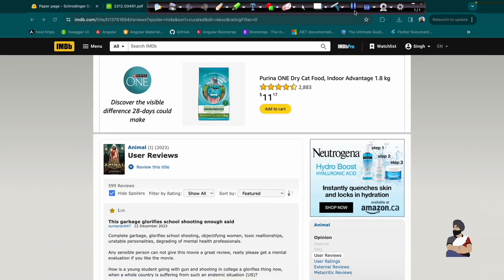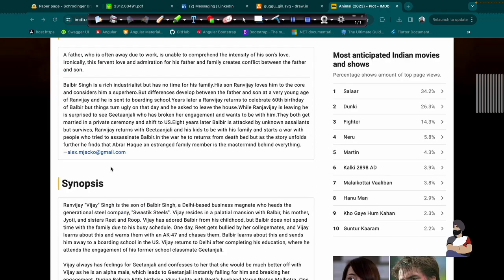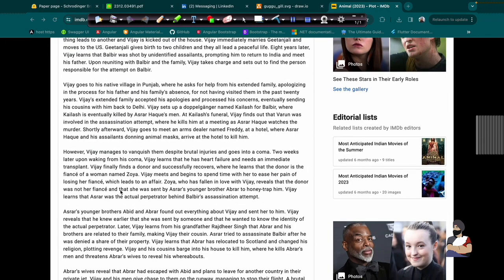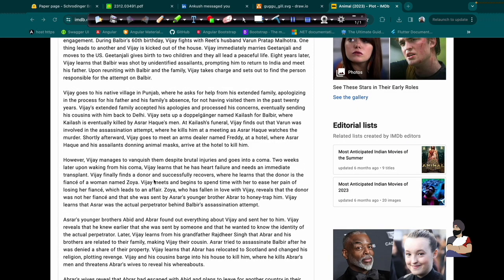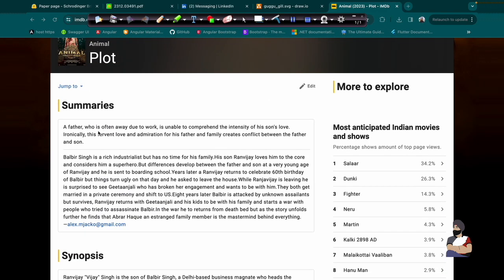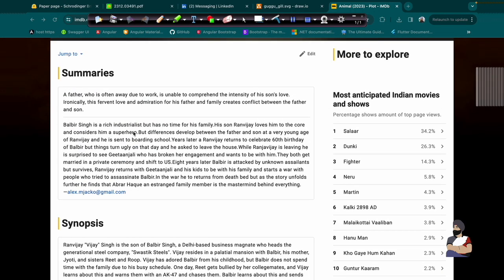To block the spoiler reviews, I am scraping the summary and synopsis of the particular movie. Using this, I am going to embed it into vector databases and perform retrieval augmented generation, and using that I am going to perform the classification. So it's very simple. I have to scrape the summaries and synopsis of the particular movie, and predict whether that particular review is a spoiler or not. It is a simple task.